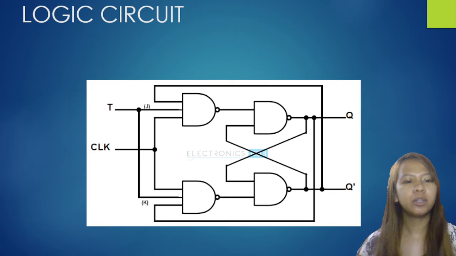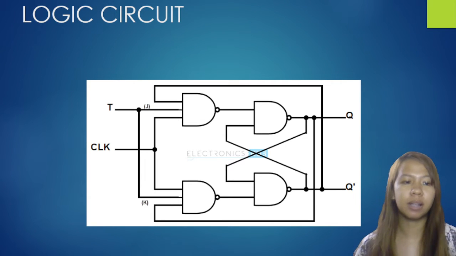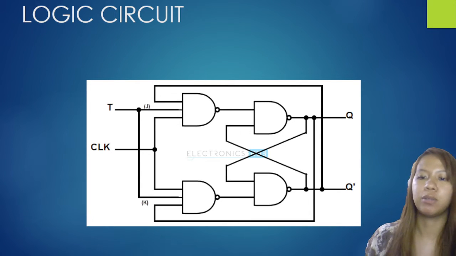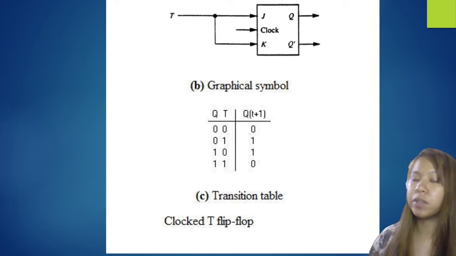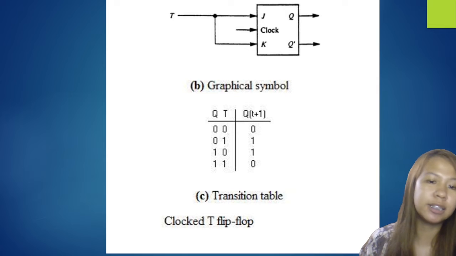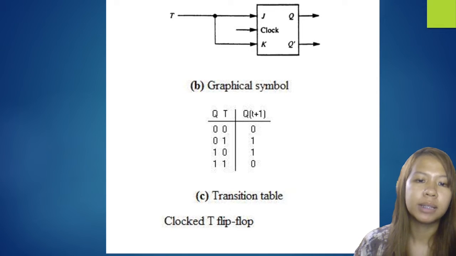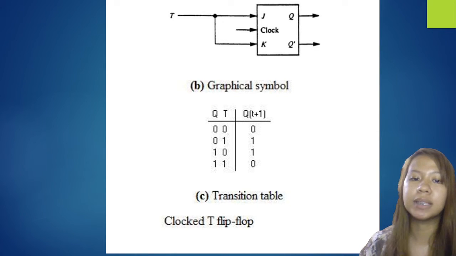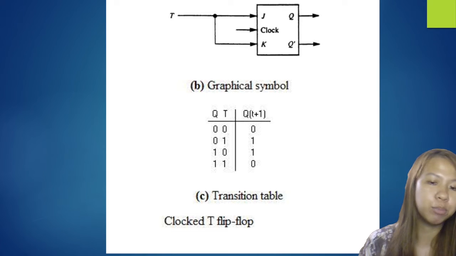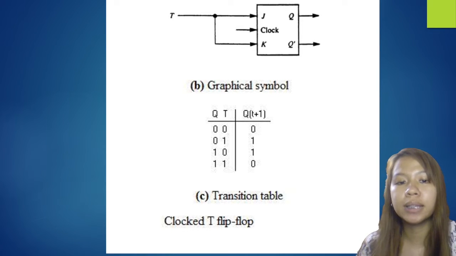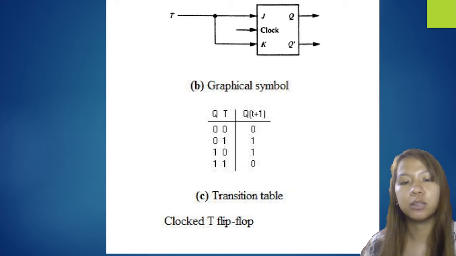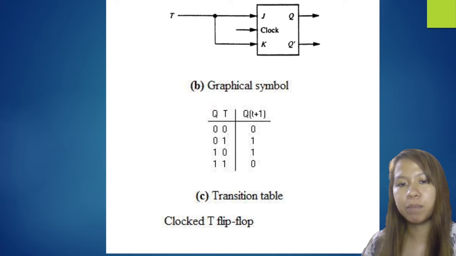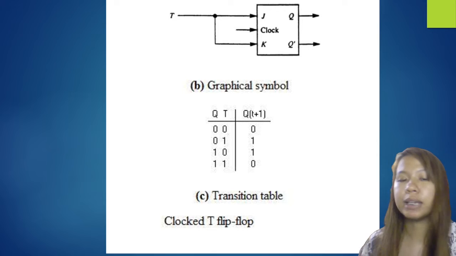Since we usually work with logic circuits governed by clock signals, the flip-flop's enable signal is often referred to simply as the clock. Here is the graphical symbol of the T flip-flop, and the transition table, wherein Q(t+1) is the next state. If Q and T are both 0, then Q(t+1) is 0. If the input is 0, 1, then the output is 1, as well as 1, 0. And if 1, 1, it equals 0. So if they're the same binary digits, 0, 0 or 1, 1, the output will become 0.